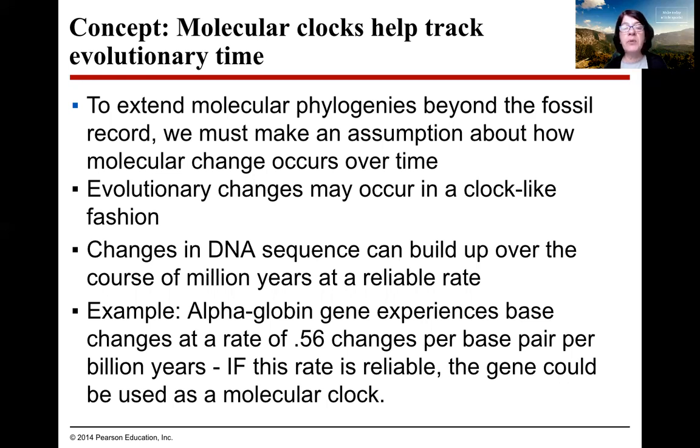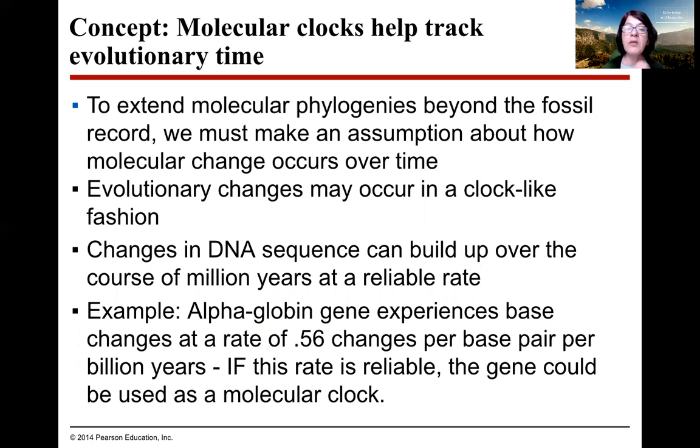And that rate is predictable, and we can use those sequences as a molecular clock. So different organisms have different rates of mutations, and also different DNA sequences can have different rates of mutations. And there's certain places in the genomes of organisms where those changes occur at a predictable rate, and these places are used as molecular clocks.